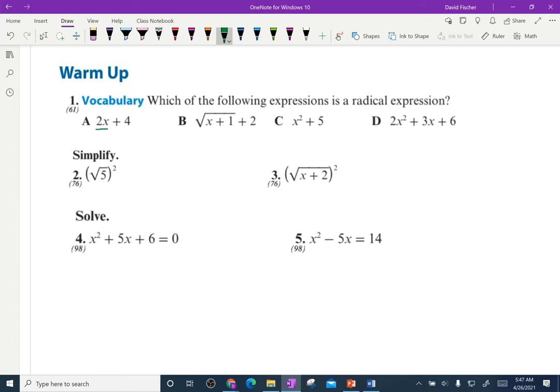This is a linear expression because I have just an x there. This one's a radical because I have the radical sign here. This one's a quadratic. This one's a quadratic. Again, they're quadratics because I have the x squares there.